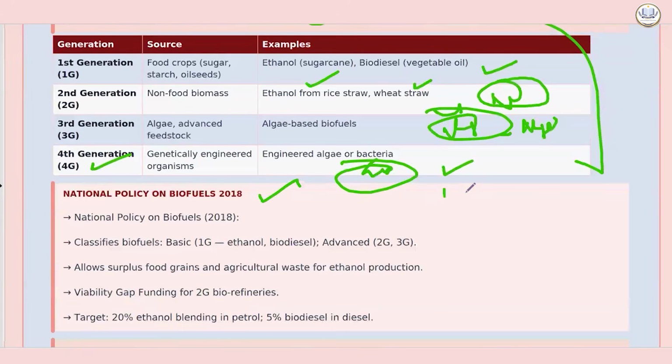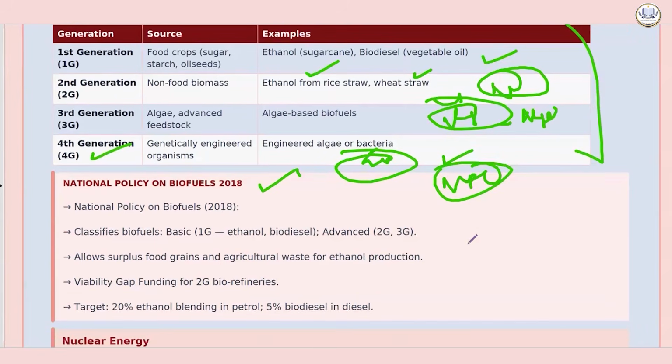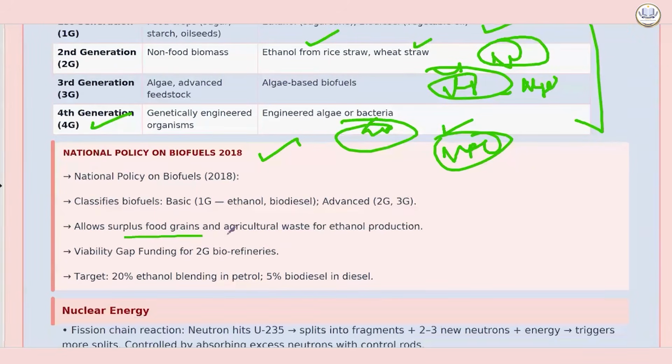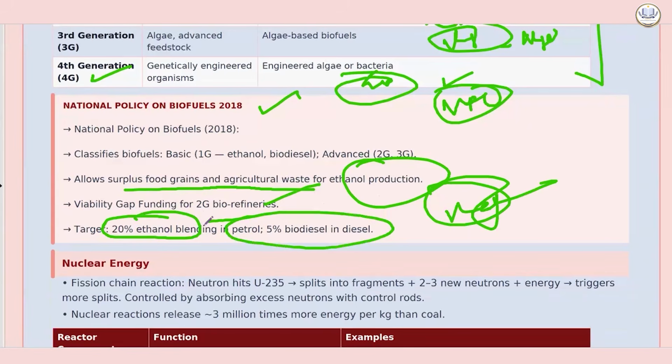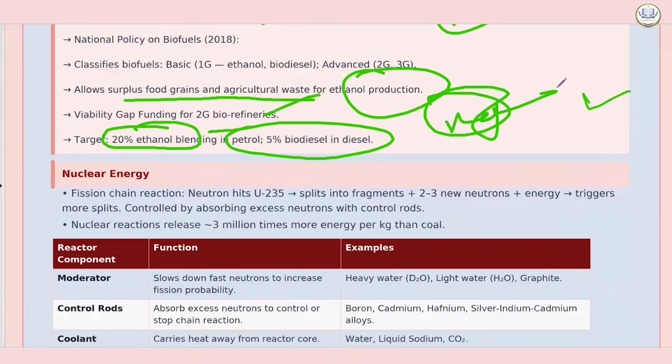And we have the National Policy on Biofuels, which classified the basic 1G as ethanol and biodiesel, and advanced as 2G and 3G. It allows surplus food grains and agriculture waste for ethanol production. And we have viability gap funding as well for 2G biorefineries. The target is 20% ethanol blending in petrol and 5% biodiesel in diesel, which keeps on increasing. But I'm talking about the National Policy on Biofuels 2018, literally what it had said. After that, we have advanced all the targets for ethanol blending.